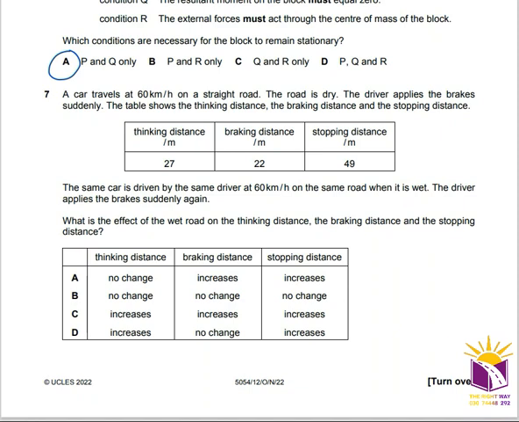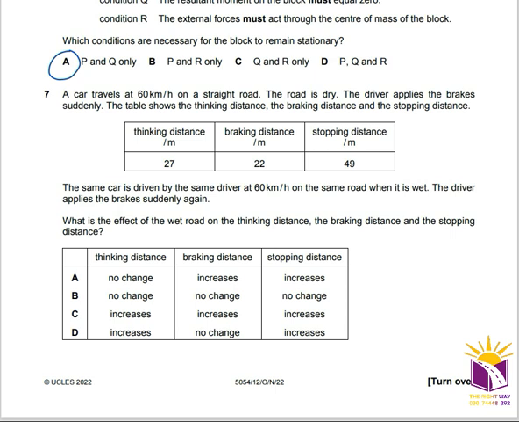Question number 7. A car travels at 60 km/h on a straight road. The road is dry. The driver applies the brake suddenly. The table shows the thinking distance, the braking distance and the stopping distance. We know that thinking distance plus braking distance is equal to stopping distance. So 27 plus 22 is equal to 49.